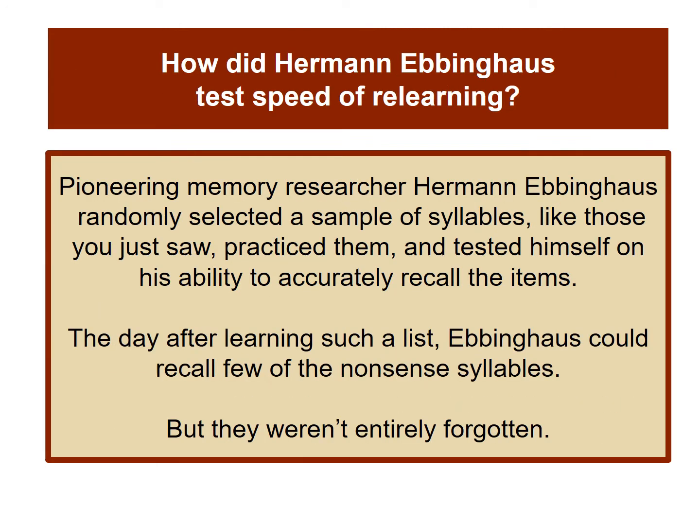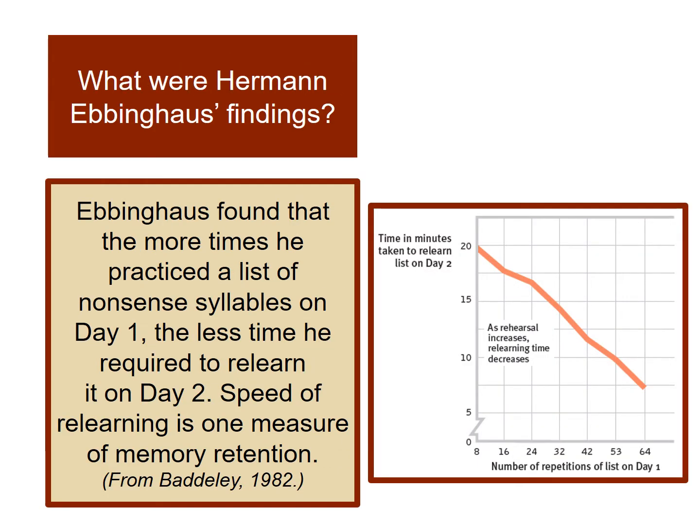So how did Hermann Ebbinghaus test speed of relearning? Pioneering memory researcher Hermann Ebbinghaus randomly selected a sample of syllables like those you just saw, practiced them, and tested himself on his ability to accurately recall the items. Actually, you didn't just see them because I deleted that slide; we're going to use it in the lesson check-in. So the day after learning such a list, Ebbinghaus could recall few of the nonsense syllables, but they weren't entirely forgotten.